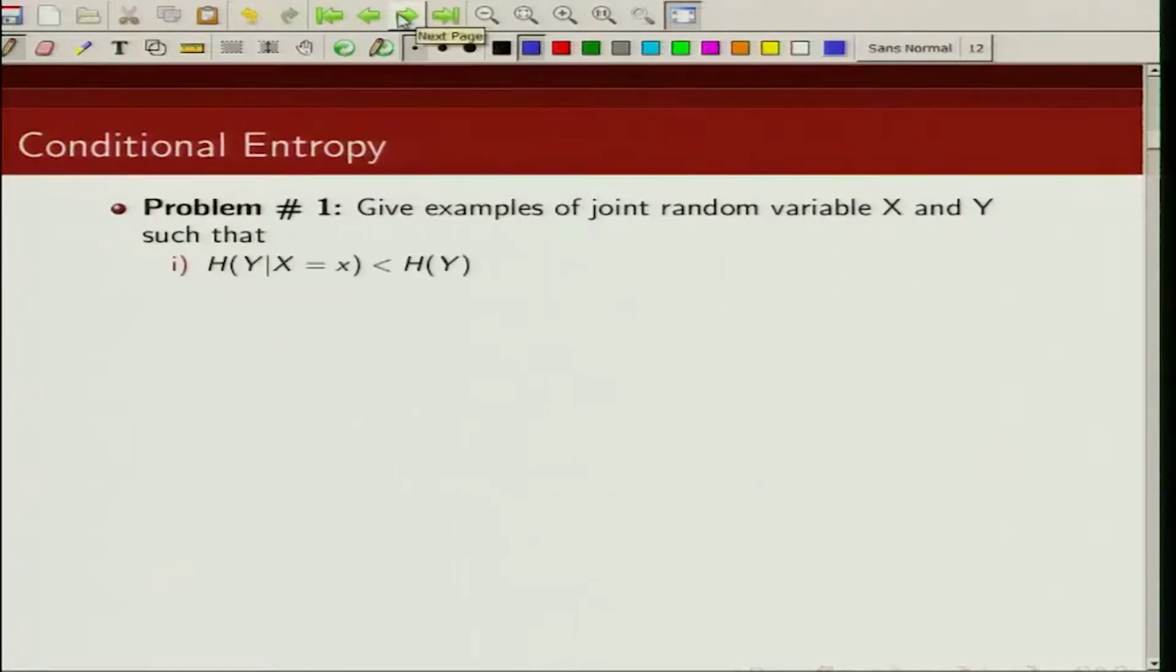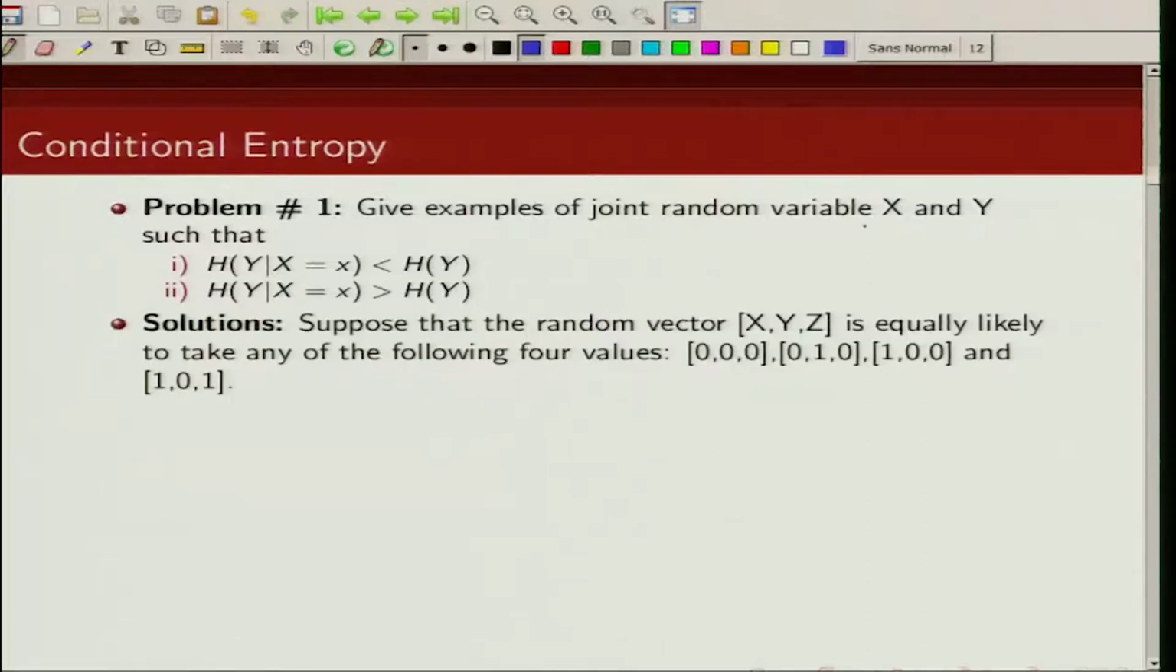Give examples of joint random variables x and y such that the conditional entropy of y given a particular instance of x is less than or equal to the uncertainty in y, and the uncertainty in y given a particular instance of an event x that has happened, that entropy is greater than the entropy of y. So let us take an example to illustrate this.